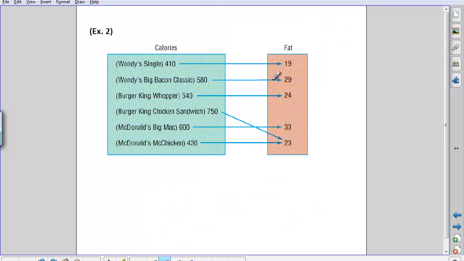Here's another example. First, is that a function? We have calories on the left, grams of fat on the right. Hopefully you can see that each arrow coming off here, we don't have a single value for calories with two arrows coming off of it, so this is a function.